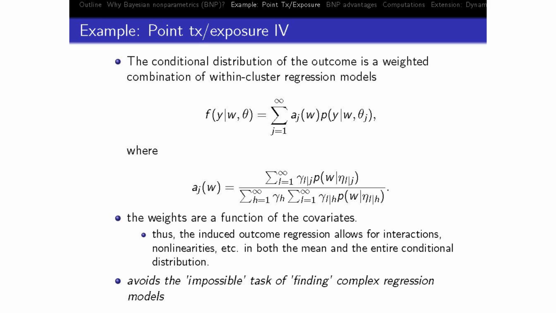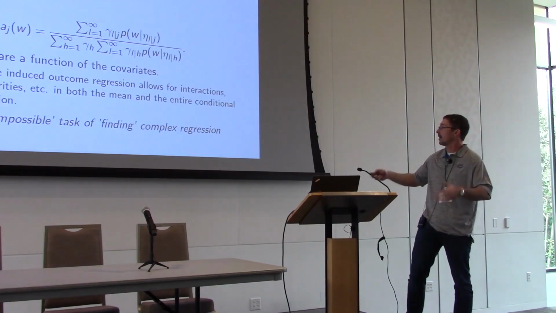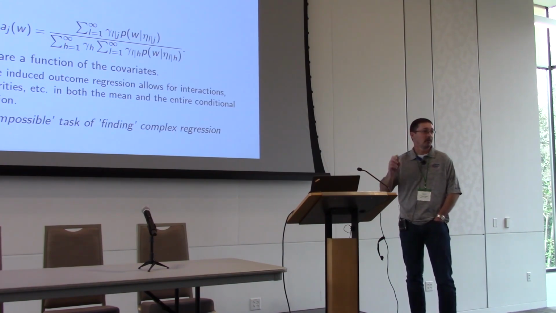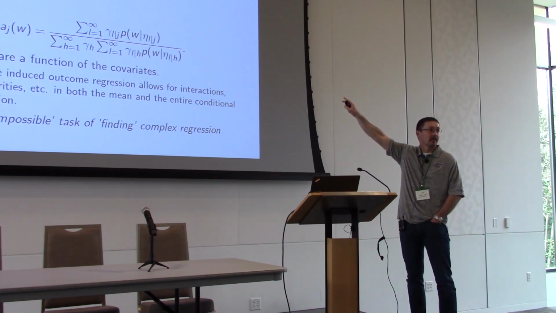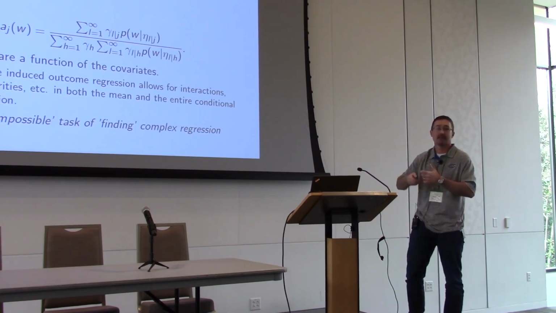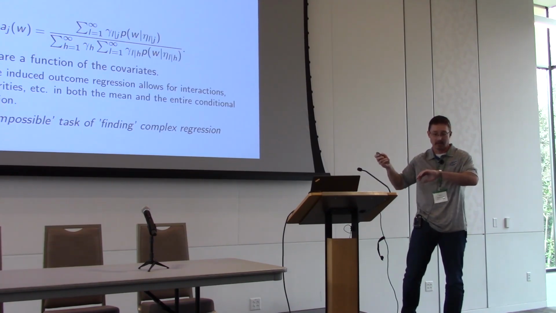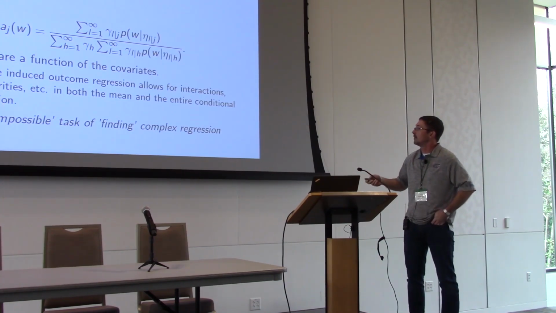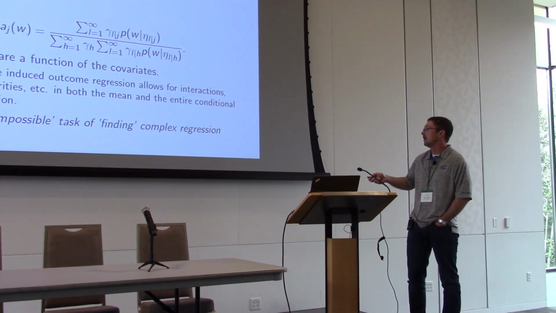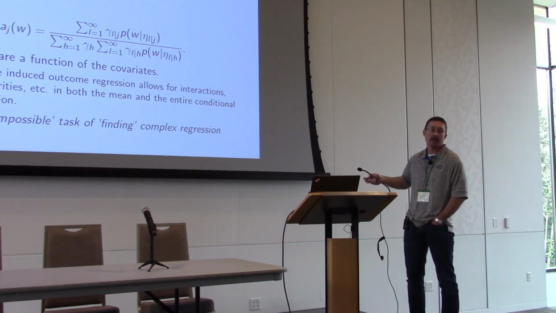So if you think about a regression setting and trying to find complicated regression models, this is going to slowly get you there. And as the sample size gets big, it's going to give you the right answer. In smaller sample sizes, and with lots of confounders, there are some issues that I'll talk about in a few slides. But the key thing I would say here is that it avoids the, and I put it in quotes, impossible task of finding complex regression models.